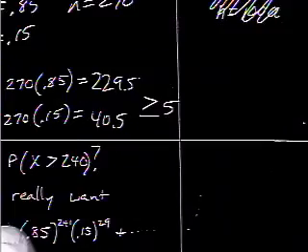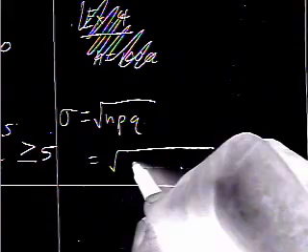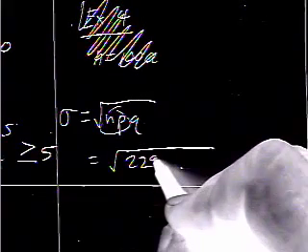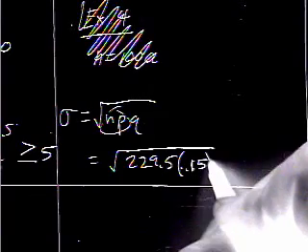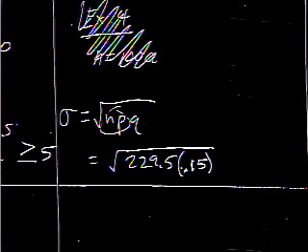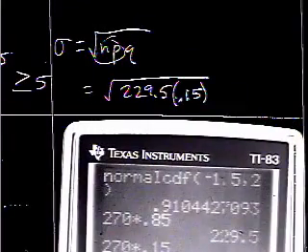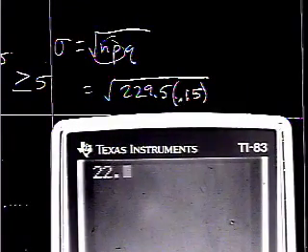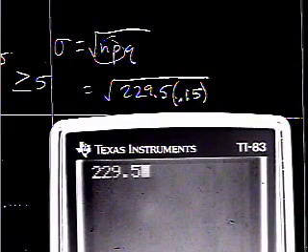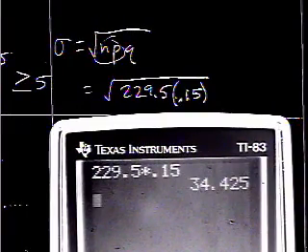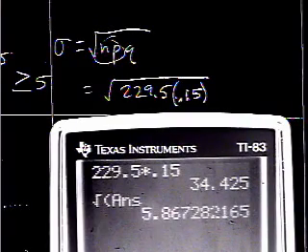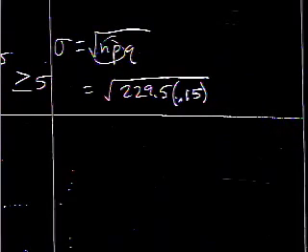I've got NP, right? That's 229.5 here. I'll get a space up here. Square root NPQ. That's sigma, right? NP, we know that's 229.5. We know the probability of failure is 0.15. So let's just calculate this part. 229.5 times 0.15, and let's take the square root of that answer. 5.87.